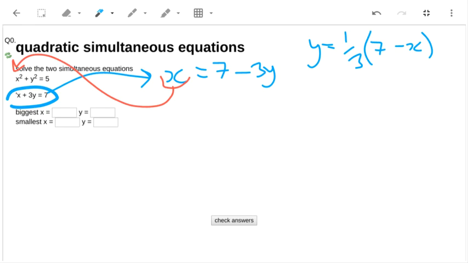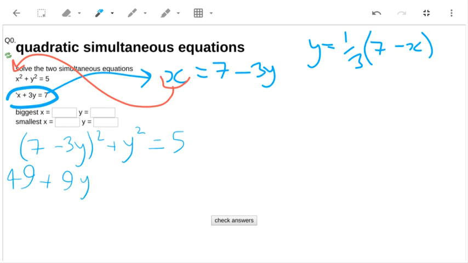So that gives me (7 minus 3y) squared plus y squared equals 5. Now I multiply that out. The 7 squared gives me 49 plus 9y squared, and the cross term is minus 21y, which I double.